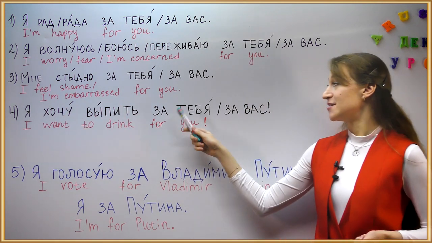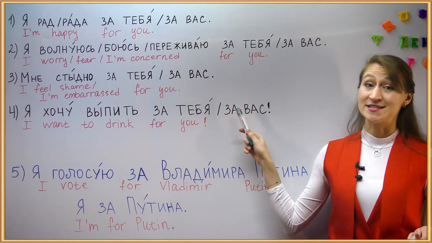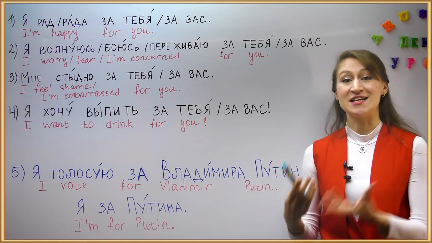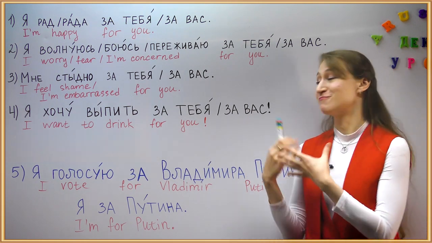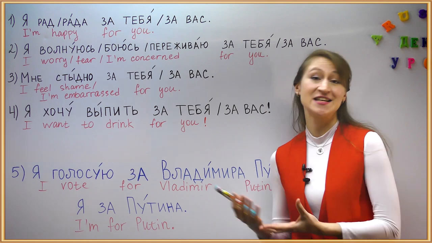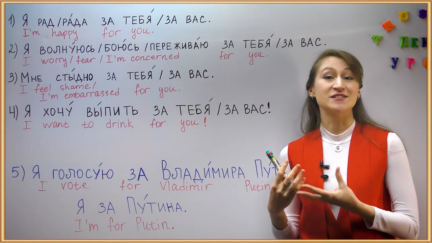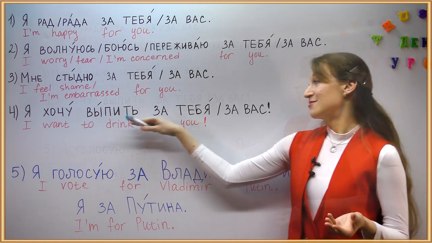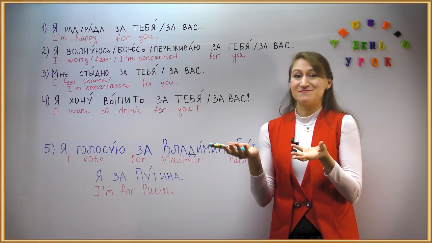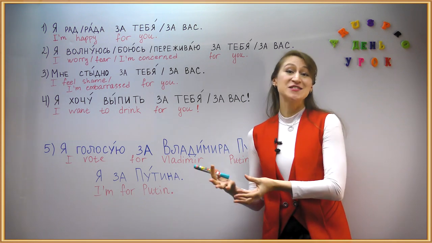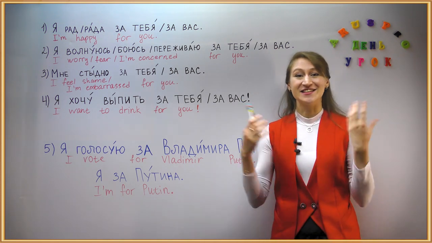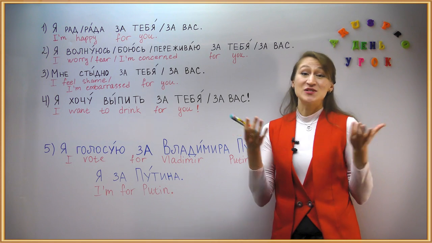Number four. Я хочу выпить за тебя или за вас. So this phrase, normally people say it when they make a toast, they drink for someone, for their health, or just to acknowledge their success, to acknowledge that this person is a wonderful person. So we say выпить за. In this situation, I don't know why we say выпить за. Perhaps such situation implies that the person should drink for themselves, but we share this feeling, this joy. That is why we also drink.